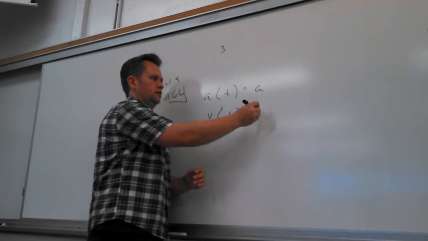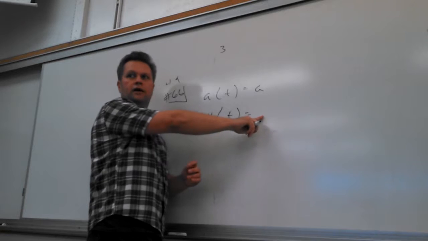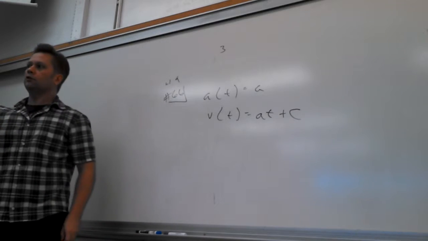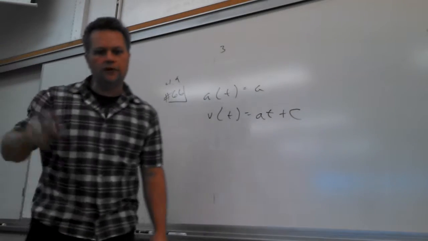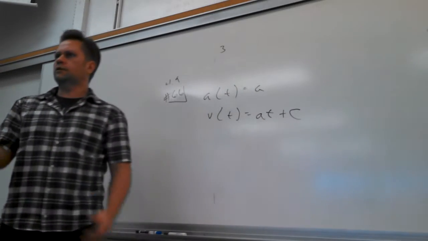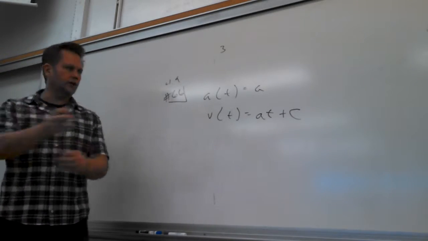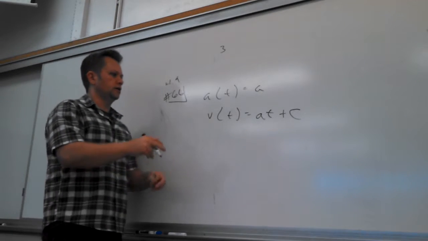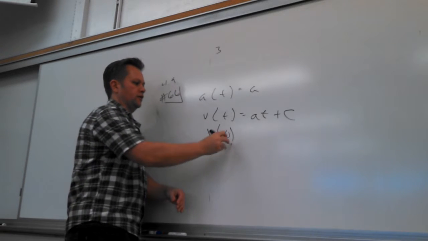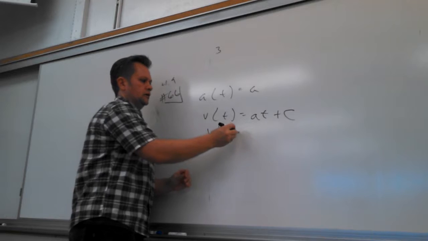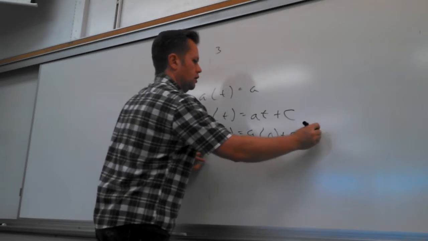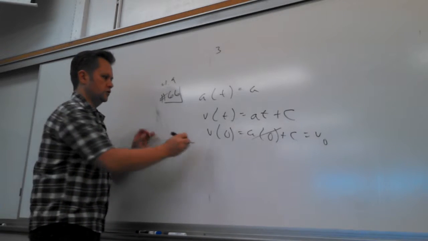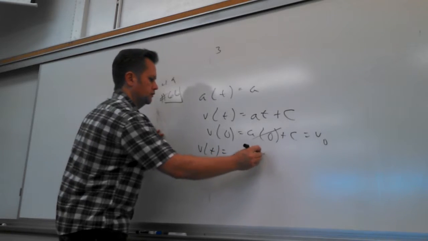So how do you anti-derive A? AT plus C. And they tell you the initial velocity was V naught, V sub O. That's the notation you use for initial. Like the initial temperature would be T0, right? Or even Ti sometimes, but T0 is more better. So if the initial velocity, so velocity at time 0, has to be V0, then obviously C is V0. So the velocity equation is AT plus V0.